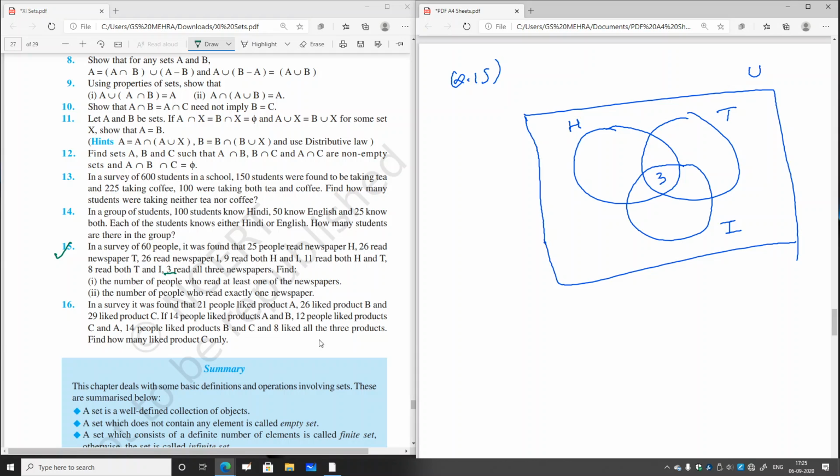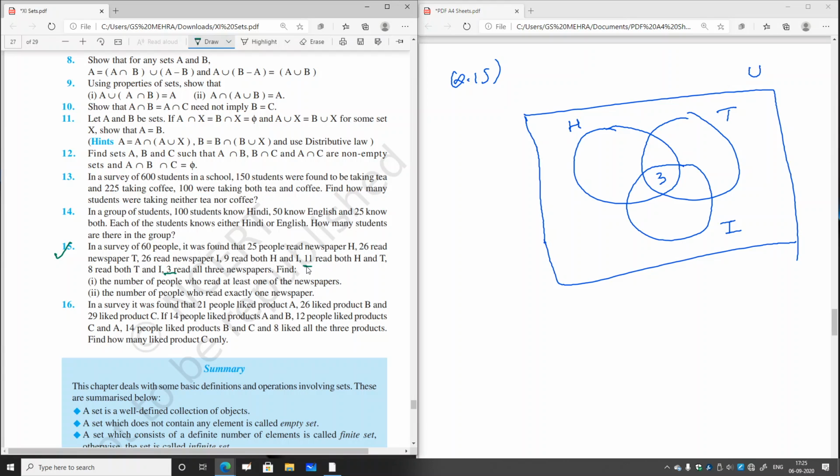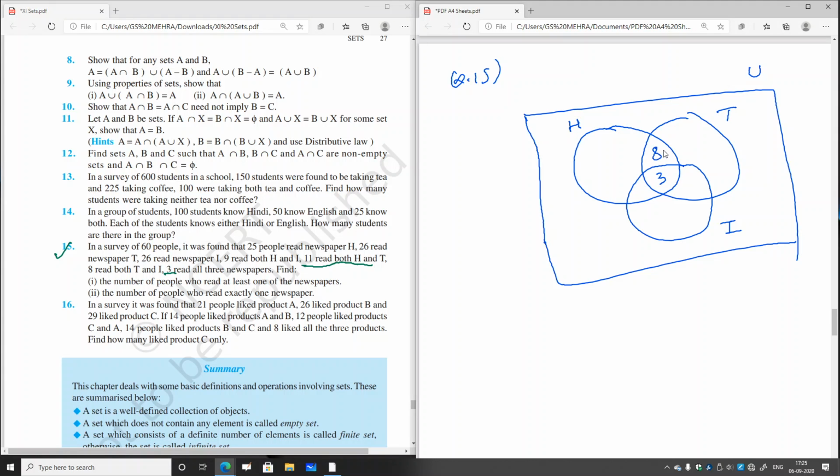Next, we'll now fill up that which is common for two sets, because for three sets we have already filled up. For two sets, here are three places, 1, 2 and 3. First we'll fill up which is common for H and T. That means those people who read the newspapers H and T. So 11 are reading both H and T, but out of 11, 3 are already here. So from 11 remove 3, that will be 8. So 8 will come here.